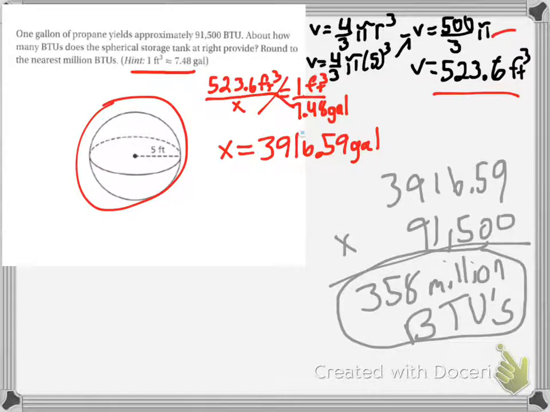Cross multiply, I get 3,916.59 gallons. And then it wants to know what's the BTUs of the volume per gallon. So right here I just multiply 3,916.59 times 91,500, because it tells me that 1 gallon of propane is approximately 91,500 BTU. So I multiply that and I get approximately 358 million BTUs, because it tells me to round it to the nearest million BTUs. Alright, you ready for your test?